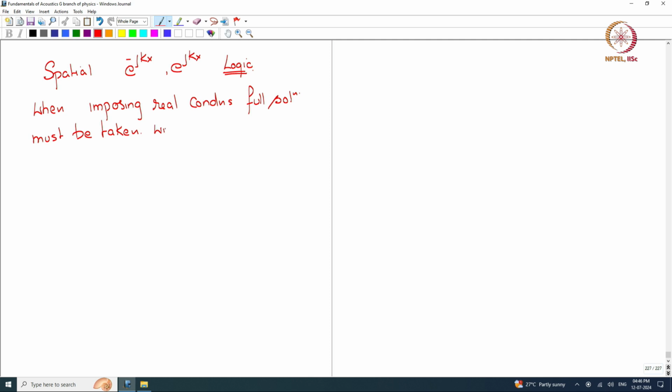With all the constants, that means a full complex solution with all constants. Then automatically the solution will turn out real.